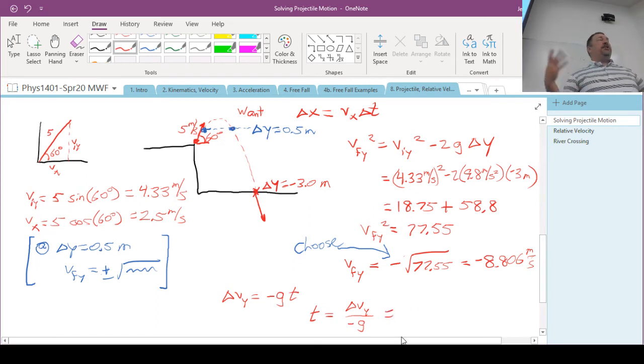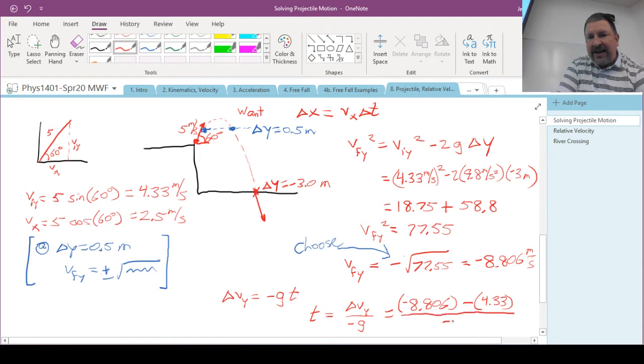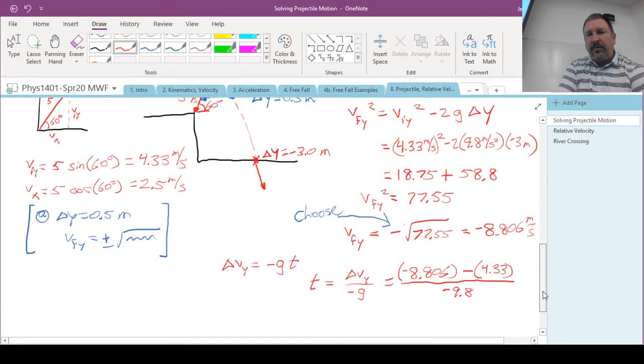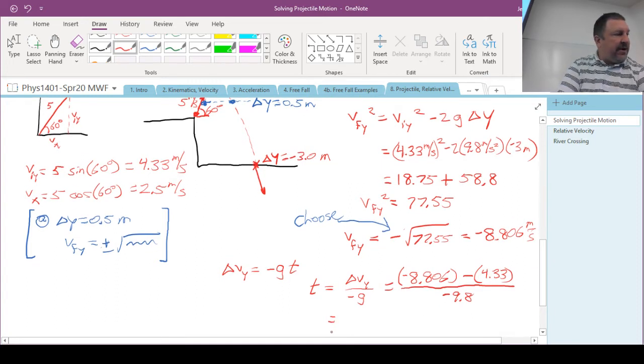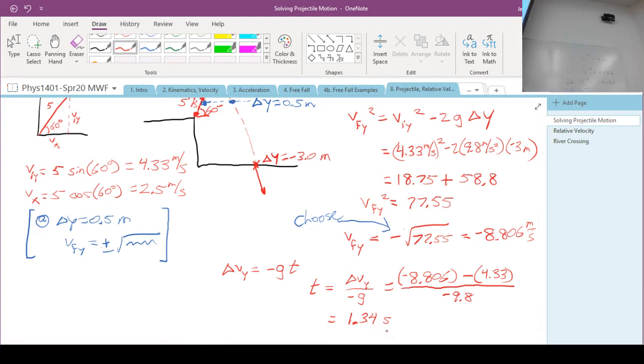So I have enough information to calculate delta vy directly. A delta is final minus initial, so I plug in my final, minus 8.806, minus initial is 4.33, divide by negative 9.8 for g, and churn that through the calculator, and it should come out to 1.34 seconds, positive. And it's positive because the top is a combination of two negatives, so it makes it very negative, but it's being divided by a negative, so the signs cancel.